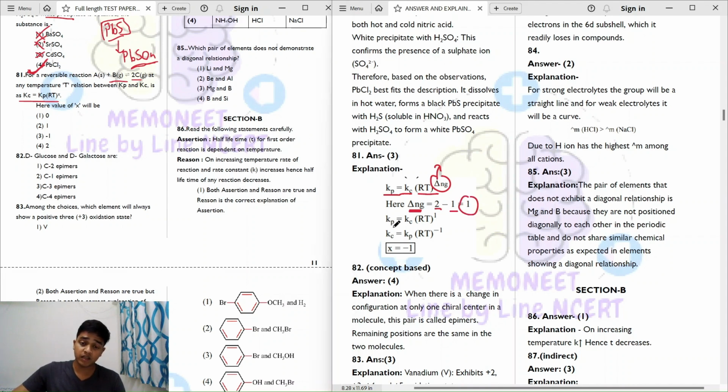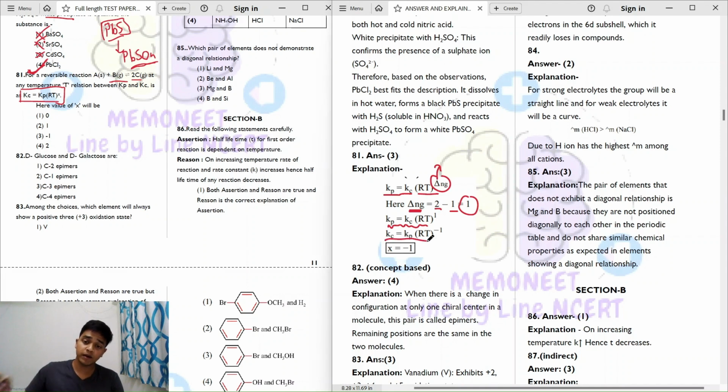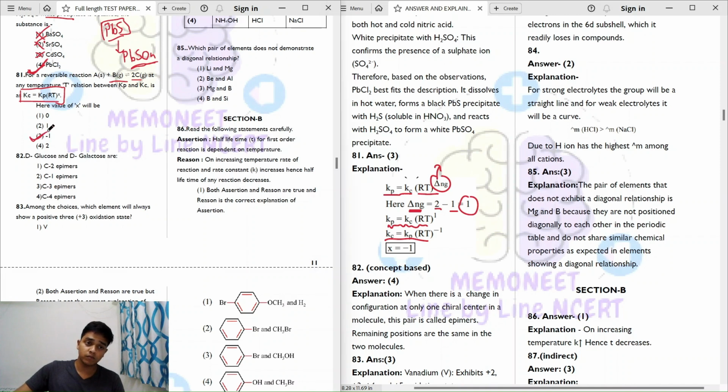So the relation between Kp and Kc will be Kp is equal to Kc multiplied by RT raised to the power 1. But in the question we have it in terms of Kc, right? So if we just take RT to the other side, we'll get Kc is equal to Kp multiplied by RT raised to the power minus 1. So the value of x will turn out to be minus 1, which gives us the correct answer as option 3.